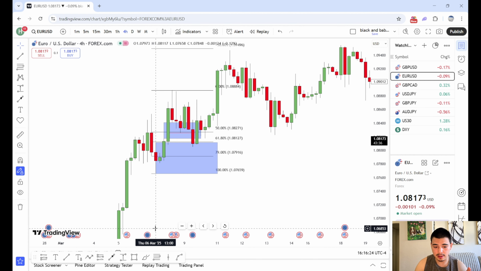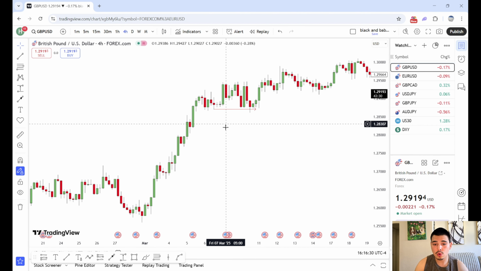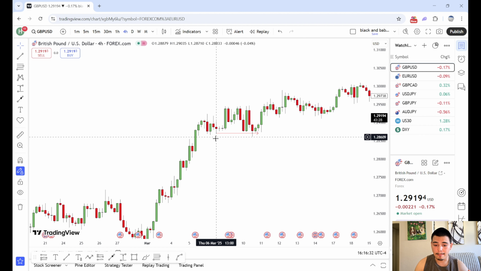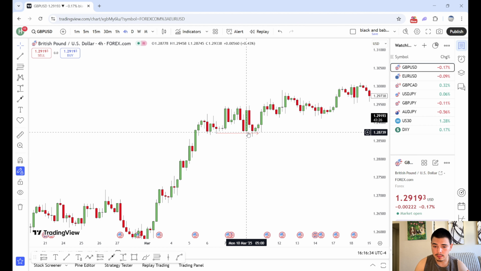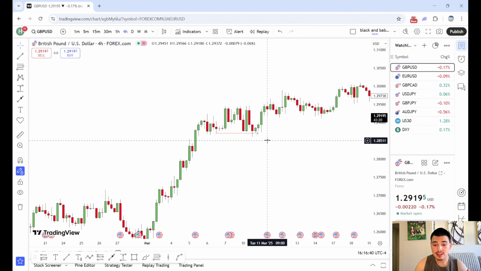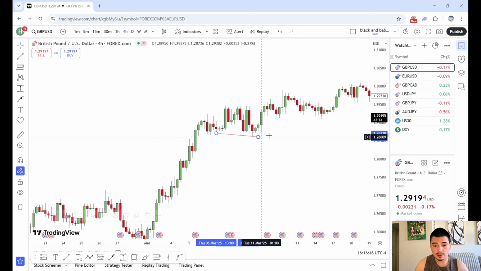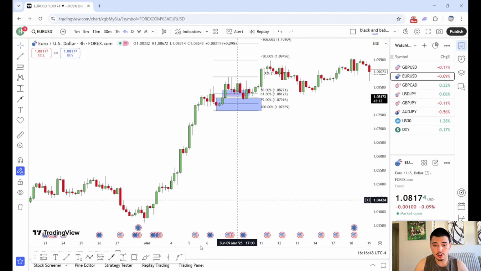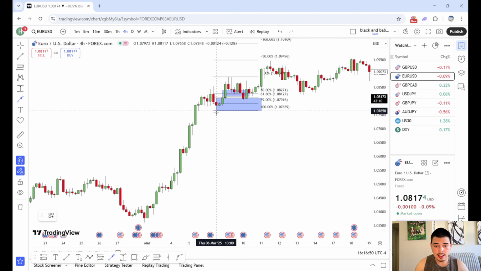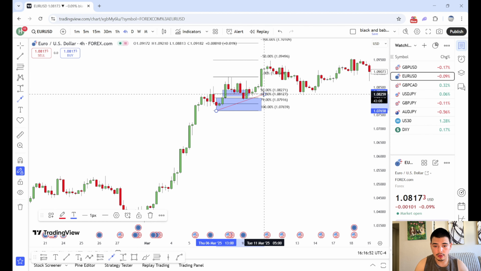Look at the time down here. March 6th, 13 EST, 4 hour. If we go to GBP USD, which is the correlated asset, look at March 6th, 13, it swept out liquidity. It did a liquidity run. This is smart money technique. Look at how from here to here, it makes a lower low. But if we look at Euro USD, it makes a higher low.